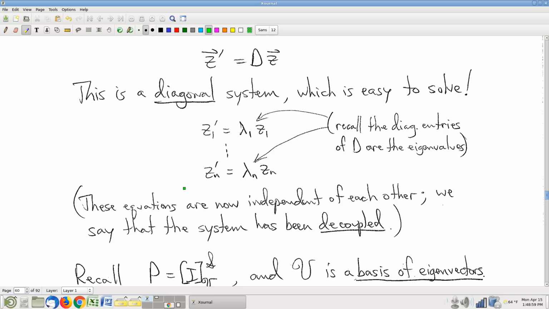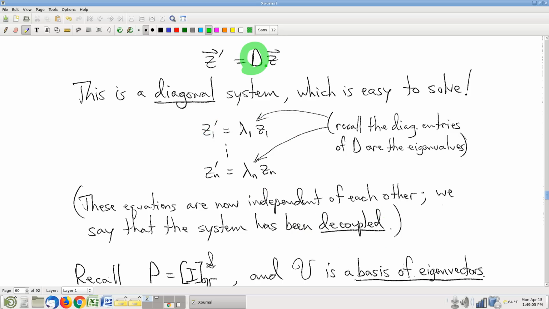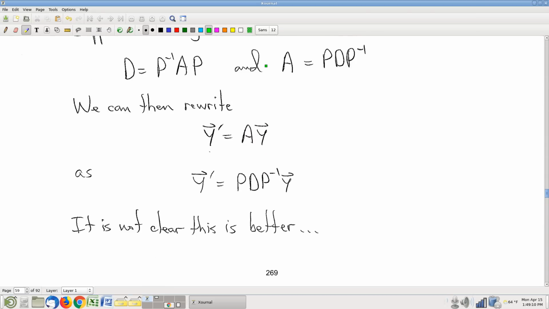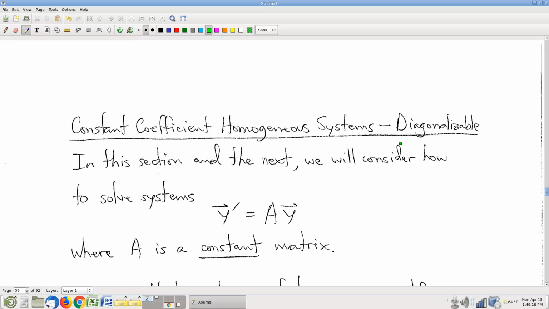What made this all possible? How did we get this decoupling? Ultimately, we got this decoupling because this matrix is diagonal. How did we get that matrix to be diagonal? Well, ultimately, because this matrix A is diagonalizable. So this assumption that we made at the start here, that we're looking at diagonalizable homogeneous systems, that's what makes this argument go through.